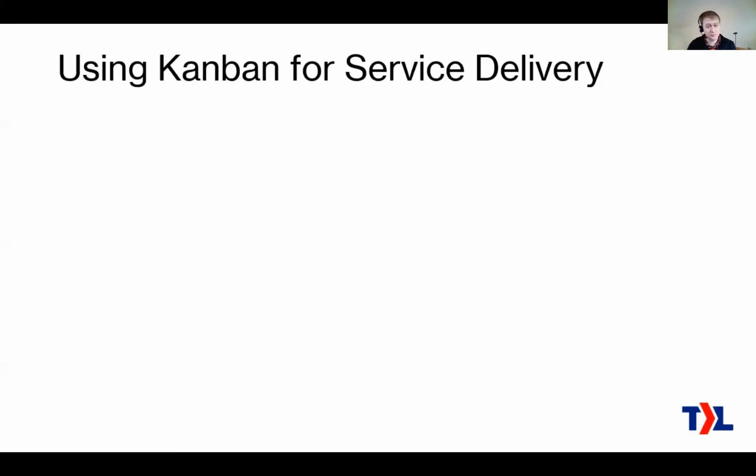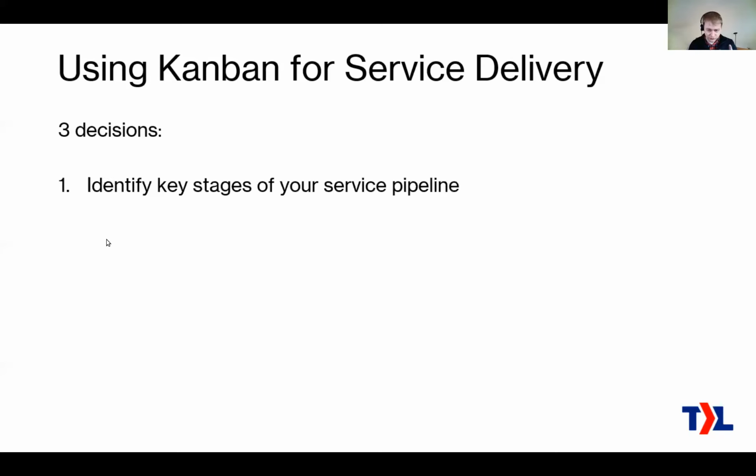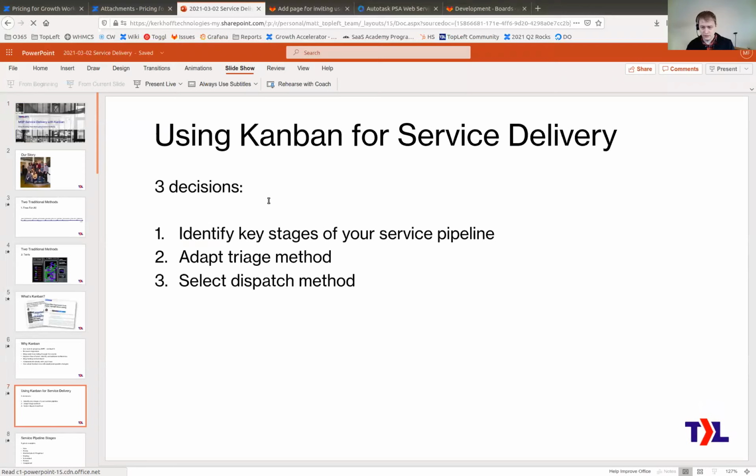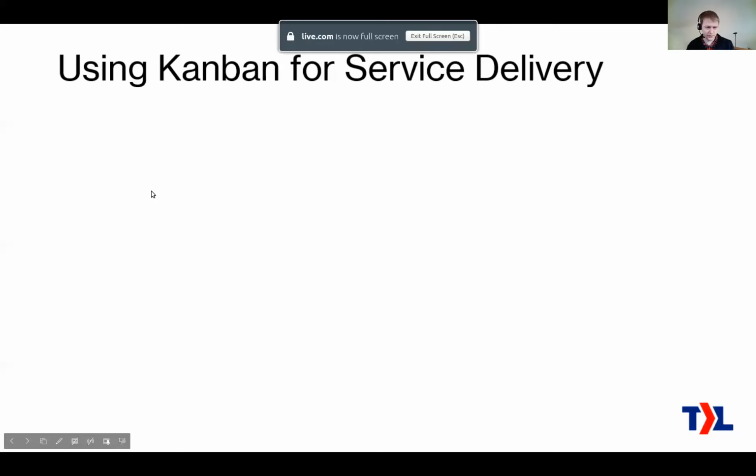Okay, so let's talk about the specifics of using Kanban for your service delivery. There are three main decisions you're going to need to make as you launch Kanban for MSP service delivery. First of all, you need to identify the key stages in your service pipeline. Then you're going to adapt your triage method. And finally, you're going to select your dispatch method. Those will be the decisions. And then you go and begin to launch that.